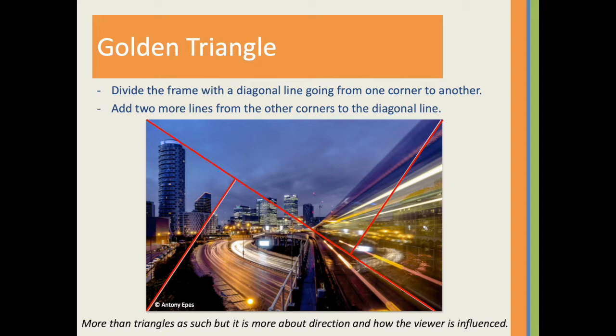So this really creates some direction in how the viewer is going to read the photograph. This image also uses the golden triangle, and it has a very emotive feeling. And it's amazing how the triangles are working to help the narrative of the image.